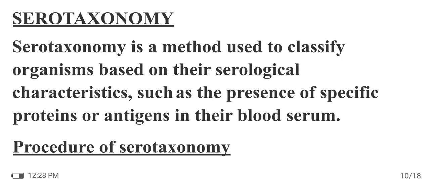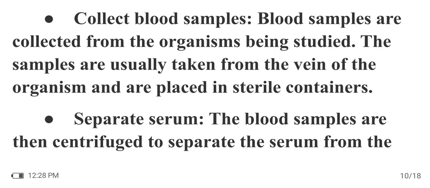Serotaxonomy. Serotaxonomy is a method used to classify organisms based on their serological characteristics, such as the presence of specific proteins or antigens in their blood serum. Procedure of serotaxonomy: collect blood samples.